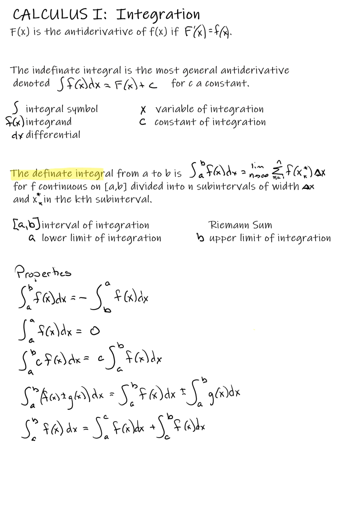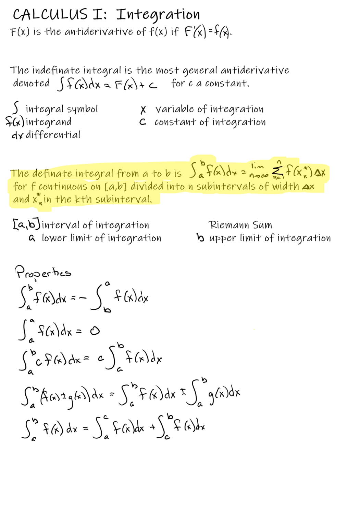Now, the definite integral going from a to b is denoted as the integral from a to b of f of x dx, and that is equal to the limit as n goes to infinity of the sum from k equals 1 to n of f of x sub k star delta x. And this is for f being continuous on the interval from a to b, which is divided into n subintervals. Each subinterval is of width delta x, and this x sub k star is in the kth subinterval.